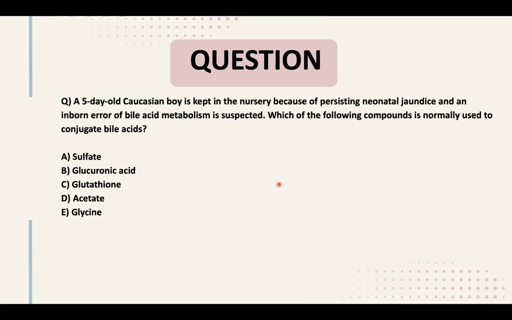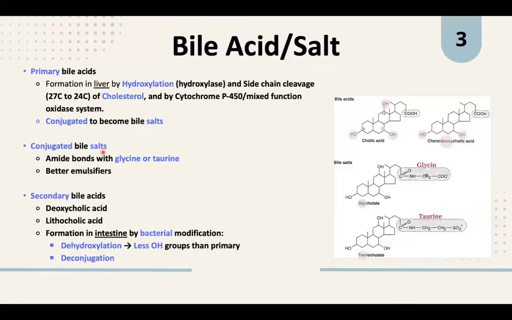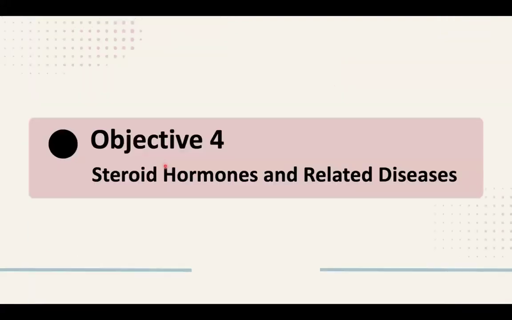Yep, perfect. The answer is E, glycine. So to conjugate bile acids and turn them into bile salts, we conjugate using glycine or taurine. Okay. This is our last part, steroid hormones and some diseases related to them.